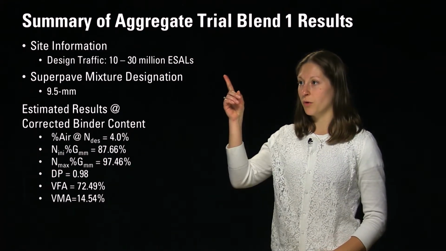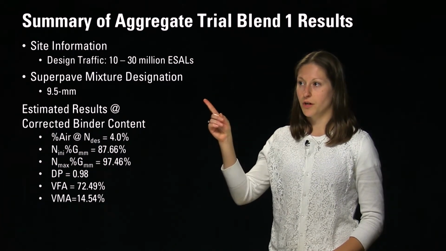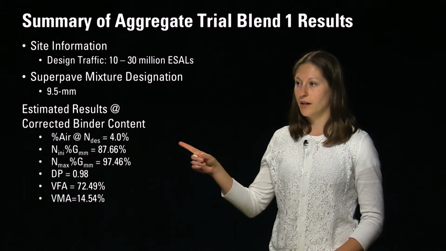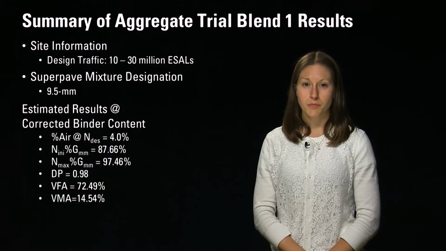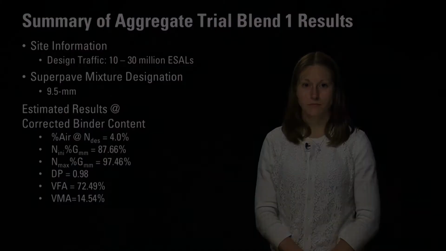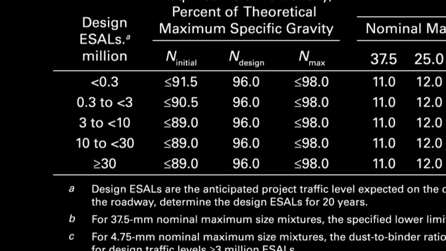Recall for trial blend 1, our design traffic level was 10 to 30 million ESALs. We are using a nominal maximum aggregate size of 9.5 millimeters. And below you'll see the results of our volumetric properties that we estimated at our corrected asphalt content. The requirement for our percent GMM at our design compaction level is that it equals 96.0%. This corresponds to an air void content of 4%.